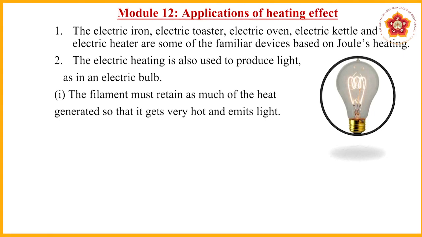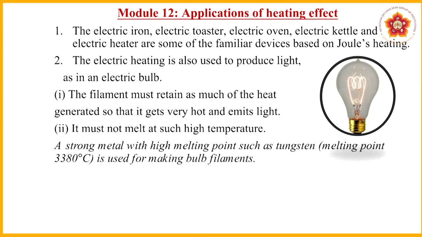So what is the role of the filament of the electric bulb? It has to take in the electrical energy and retain it. The heat should not be dissipated. It should contain most of the heat, and that heat energy should be given out as light energy. It should not melt at such high temperature, so the material should not melt away because of the heat. Therefore, a strong material with a high melting point, such as tungsten, is used. Tungsten has a melting point of 3380 degrees Celsius, so at such high temperature it does not melt.